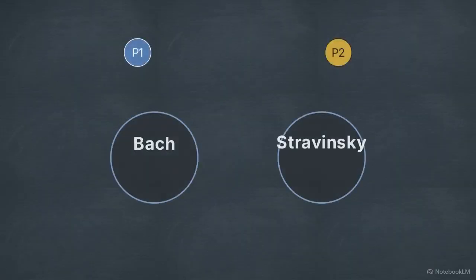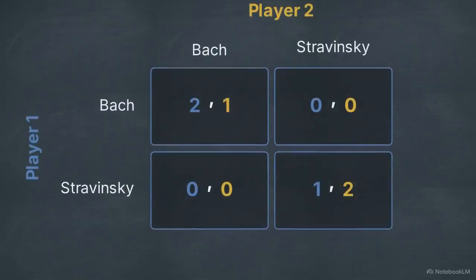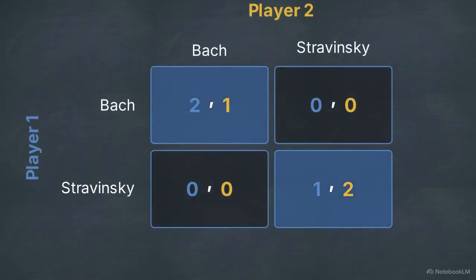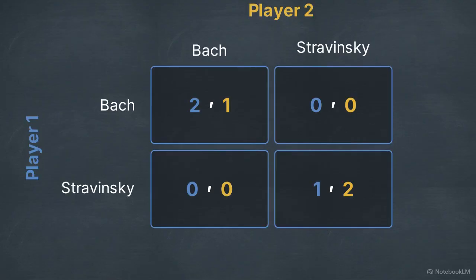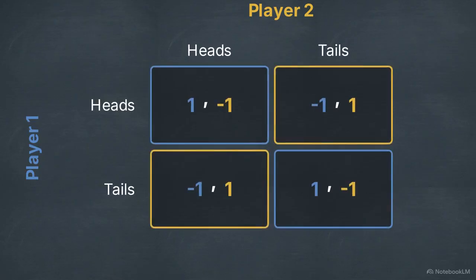Two players have a discrete set of actions, choosing either a Bach concert or a Stravinsky concert, and they want to coordinate their choices. Looking at this matrix, we find two stable coordinate points, both players choosing Bach or both choosing Stravinsky. At either of these nodes, deviating unilaterally lowers a player's payoff. The equilibrium holds.